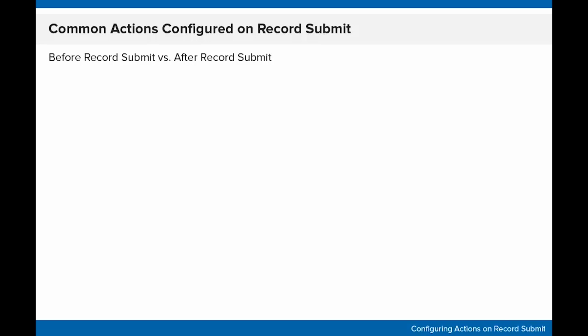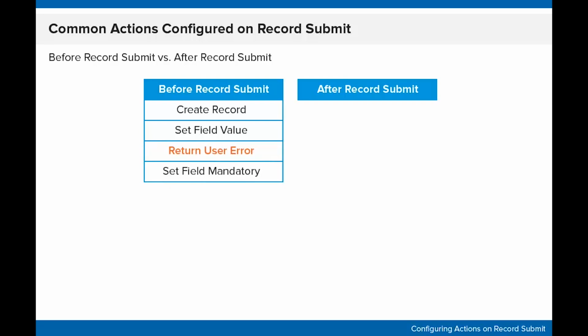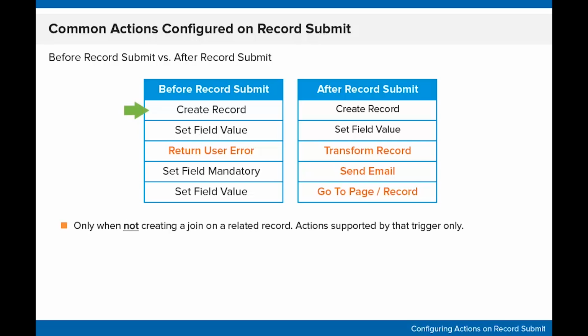When configuring actions that execute when saving a record, it is important to know whether a state in your workflow is running at before record submit or after record submit, since some actions are supported by one trigger but not the other. The difference in each of these supported actions between the before record submit and after record submit server triggers is shown here. The create record action should only be used when you're not creating a join on a related record. The highlighted actions are actions supported by that trigger only.